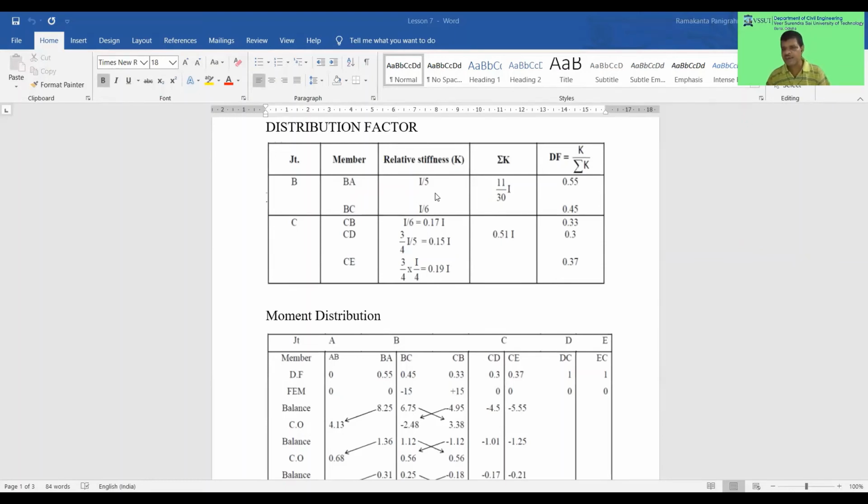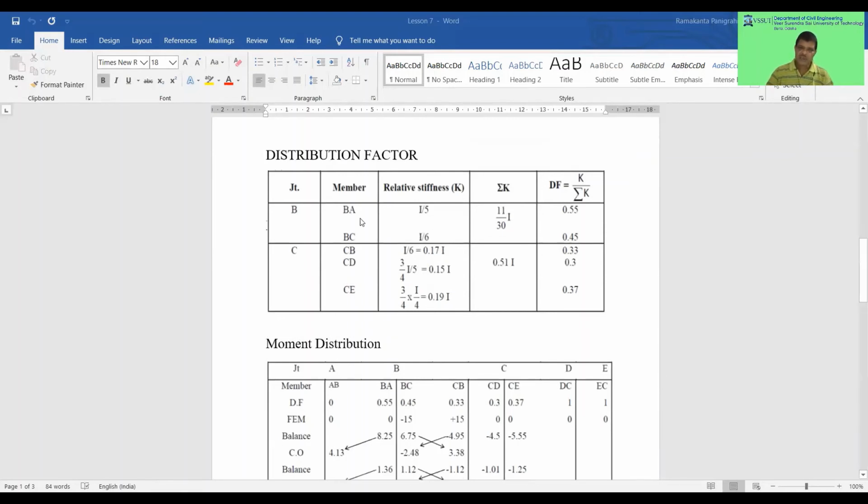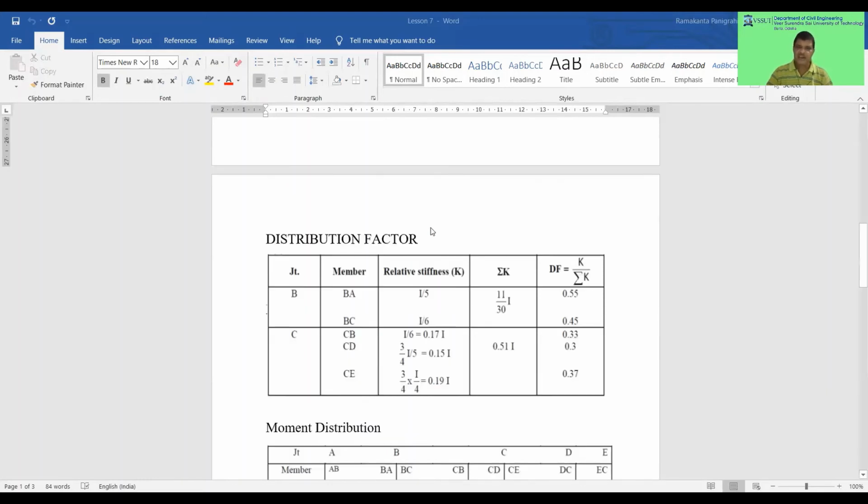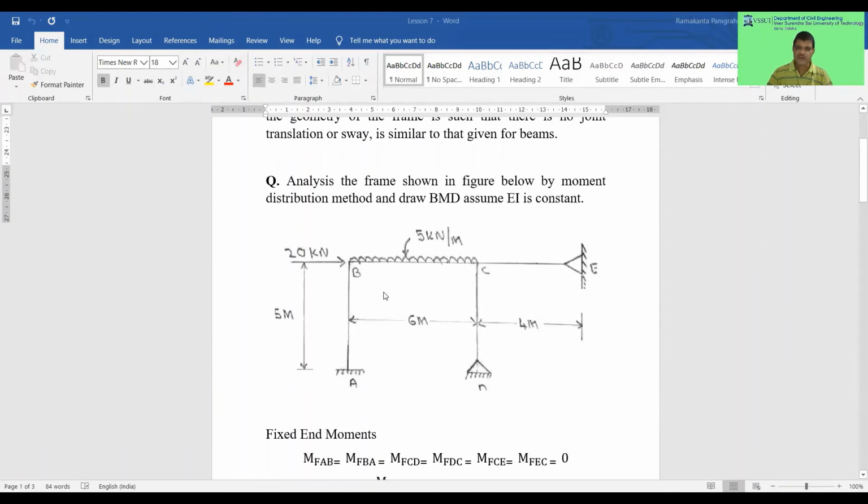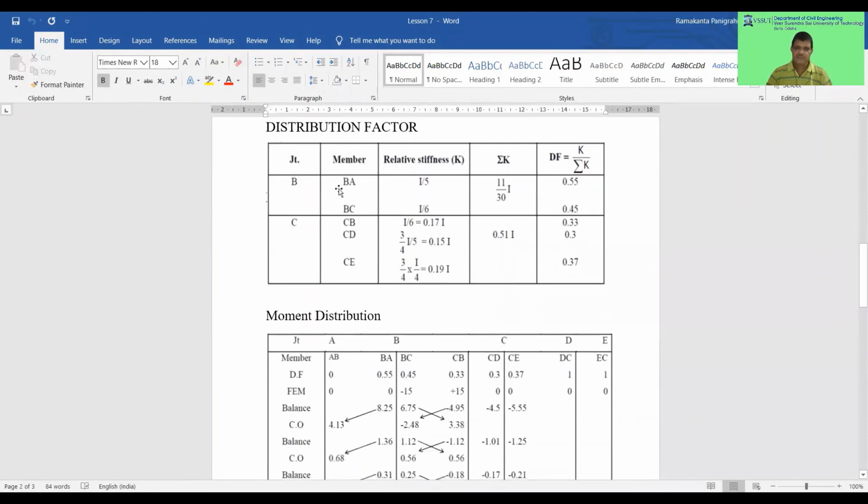In some books, you'll find the problem is solved by taking relative stiffness. Some books take the member stiffness. Both are correct. Indirectly, you find the same answers in both cases. The same distribution factor will be obtained. So now, if it is relative stiffness, for BA it is I by 5. All are the same I. There are no different boundaries. EI is given constant, so all the spans have the same I. Now put the values: for BA I by 5, for BC I by 6.